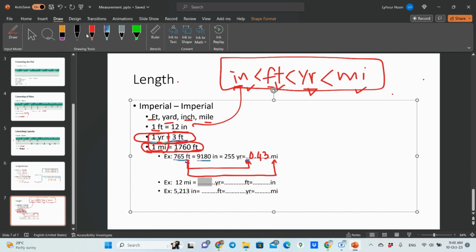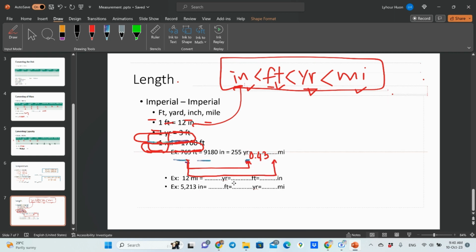How do I divide 12 miles by 1,760 feet? 12 miles to feet, so bigger unit to smaller units, do we multiply or divide? If we divide, the quantity will be even smaller, right? If it's a higher unit, we divide. If it's smaller, we multiply.